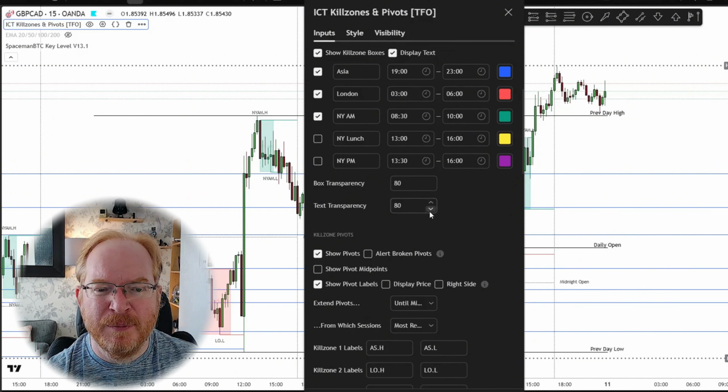And then kill zone pivots. We've got show pivots, show pivot labels. What have we got down here? Kill zone 1 label. This is just the labels for them. As you can see, it's got a little name above and below here. You can see that okay, hopefully. Got London high, London low, Asian high, Asian low, New York AM high, New York AM low. That's just these names here, so feel free to copy them or put whatever names you want to put in yours as well.